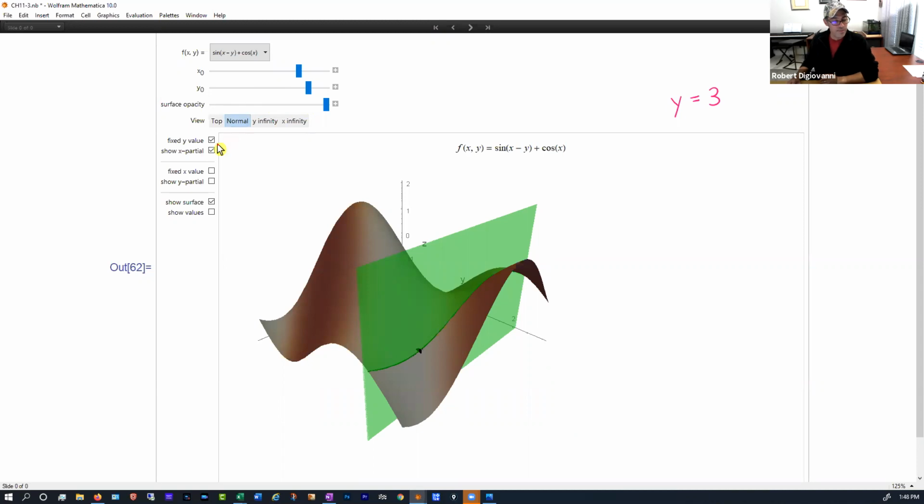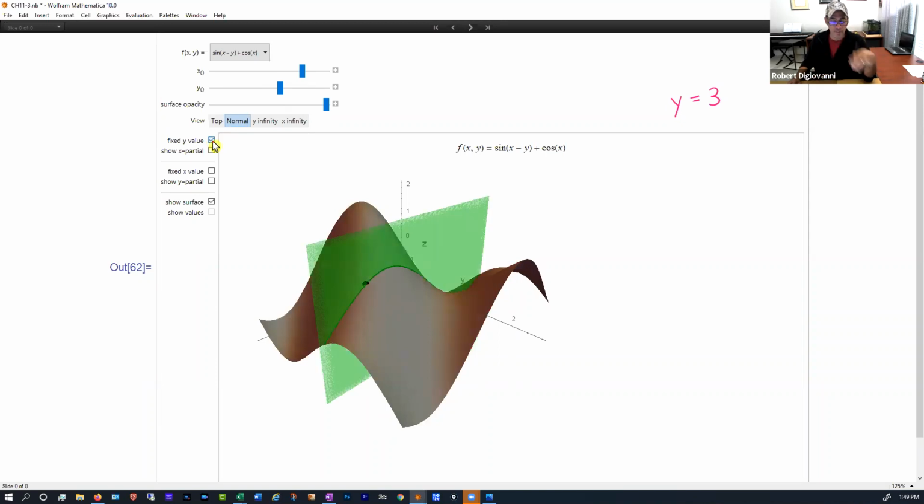Well, let's do something different. Instead of fixing our y, I don't like where this point wound up. Hold on. Okay, I want you to be able to see the point. There we go. So instead of holding the y and having a plane that's parallel to the xz axis, why don't we hold the x instead? Let's fix the x. If we fix the x, now our plane is parallel to the yz axis.